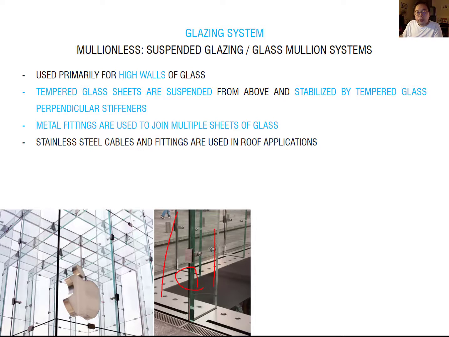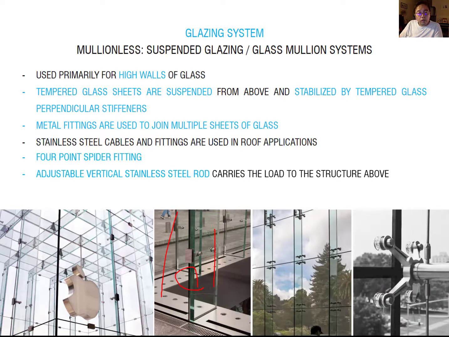For the spider glazing system, it can adjust the load. You can see that this adjusts the load. It can be changed depending on the distance between the glazing and the supporting point.